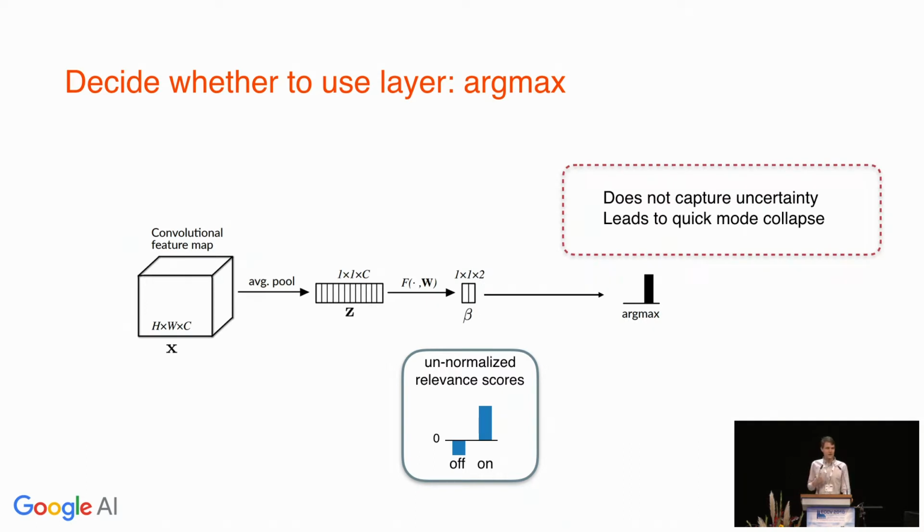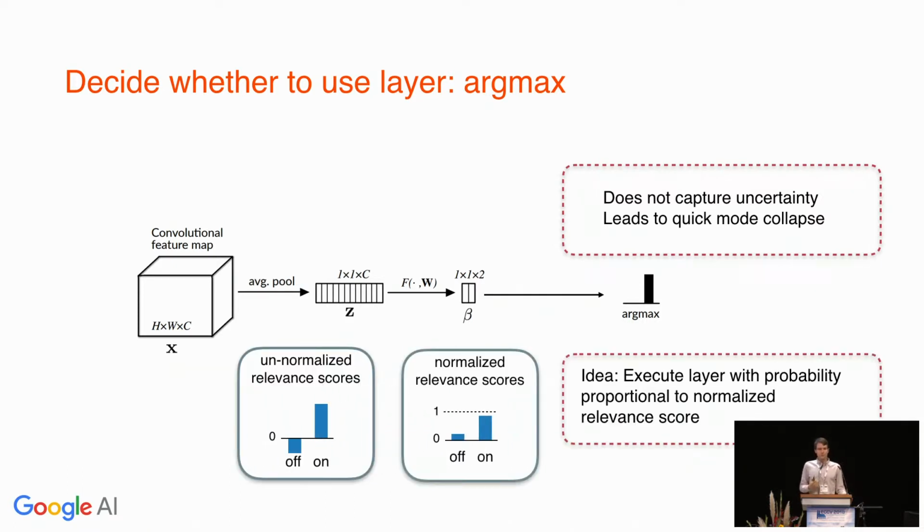So just taking the maximum of 2 numbers simply does not capture the uncertainty in the model. Just because one is slightly higher than the other one, we'll always choose that one. Ideally, we would more often take the layer with a higher score. So essentially, we want to look for a stochastic model that chooses a layer maybe proportional to some normalized relevance scores. So you can simply compute the softmax over those 2 scores and choose accordingly.